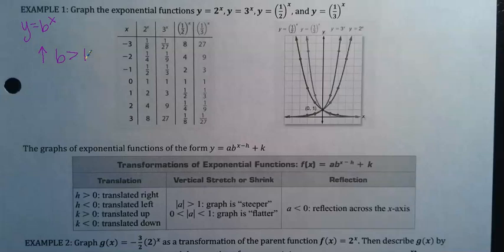And it's a decreasing function when 0 is less than b, but b is also less than 1. So we can look at these and say, which one is going to be increasing? Which one is going to be decreasing? Well, if we look at b, we have a 2 here, so this should be an increasing function. 3 should be an increasing function. 1/2 should be a decreasing function, and 1/3 should be another decreasing function.